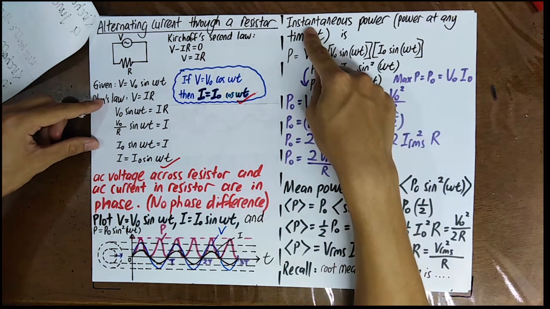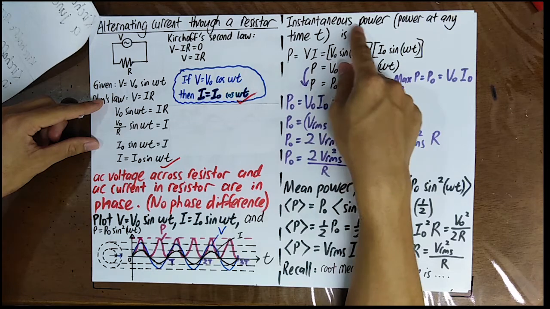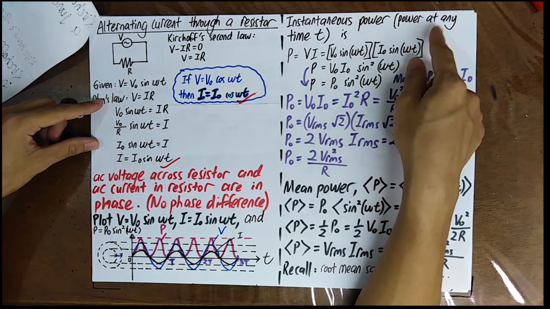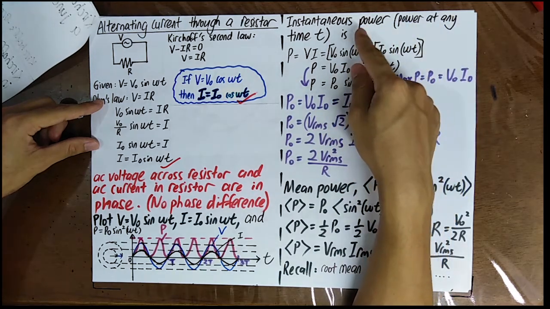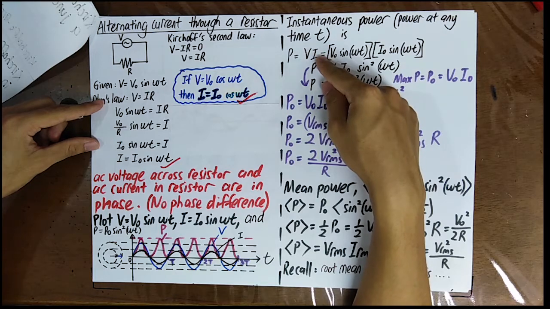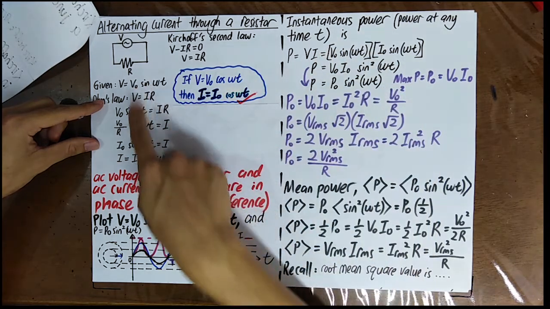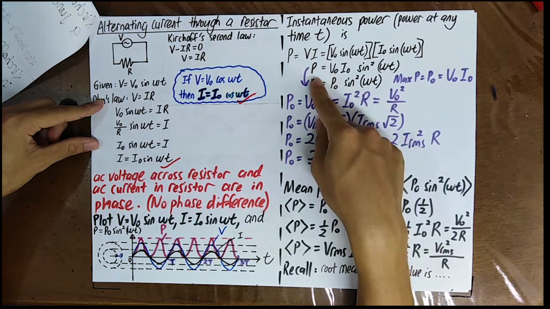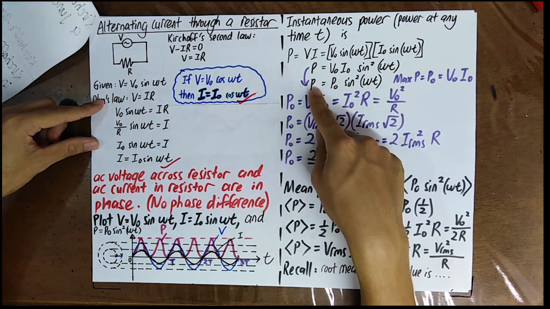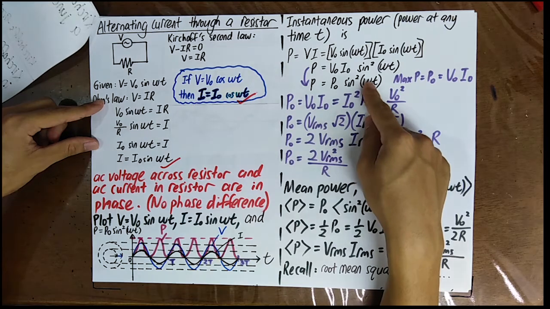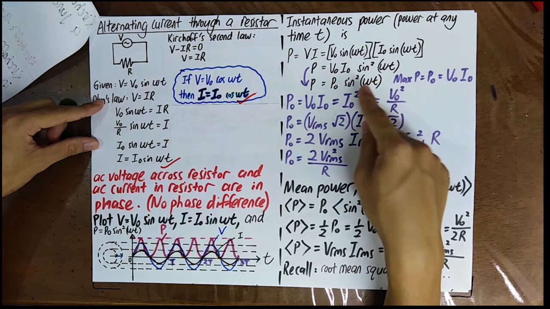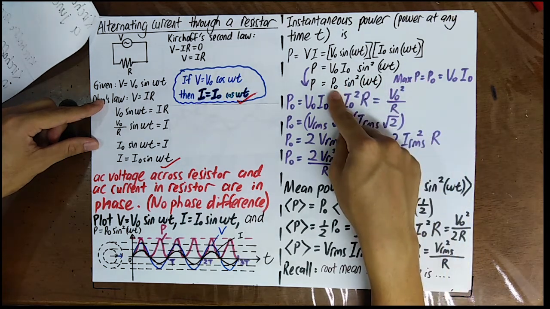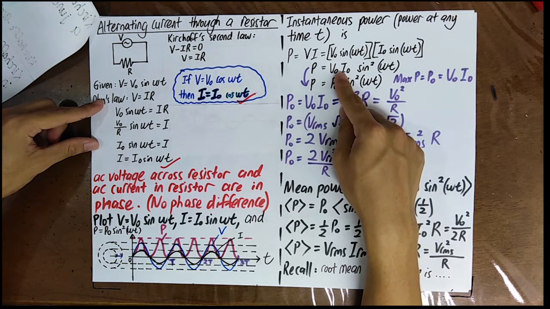So you want to find an instantaneous power. That means the power at any time t. P equals VI. Then you substitute V and I into the function. Then you can get P equals P0 sine square omega t. And then P0 is equal to V0 I0.